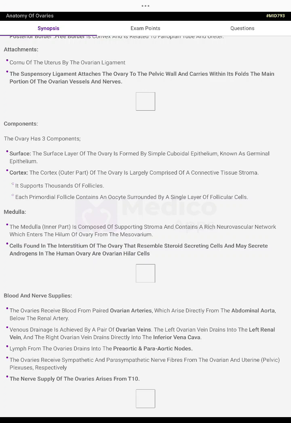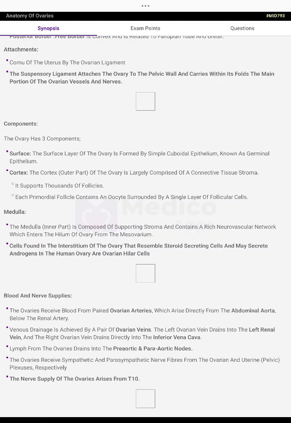The suspensory ligament attaches the ovary to the pelvic wall and carries within its fold the main portion of the ovarian vessels and the nerves. The ovary has three components. Surface: the surface layer of the ovary is formed by simple cuboidal epithelium known as the germinal epithelium.